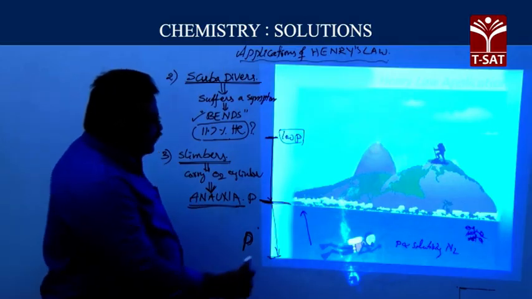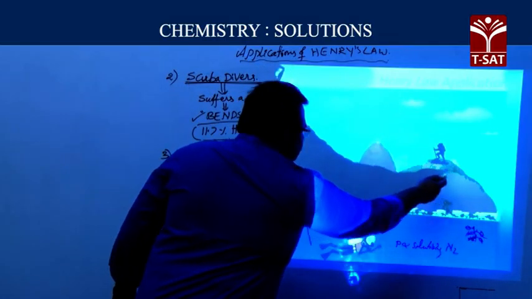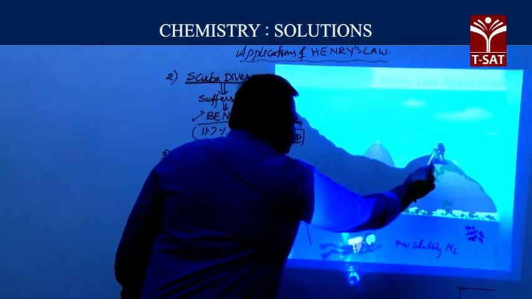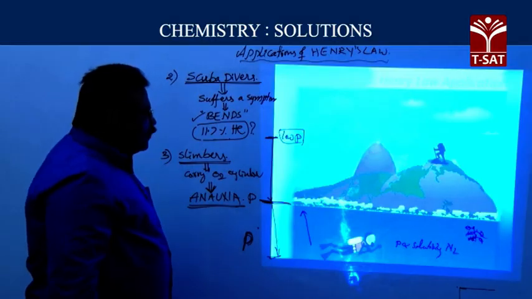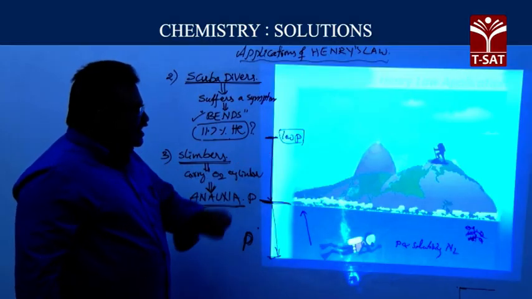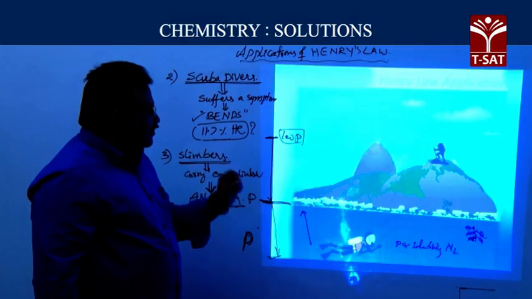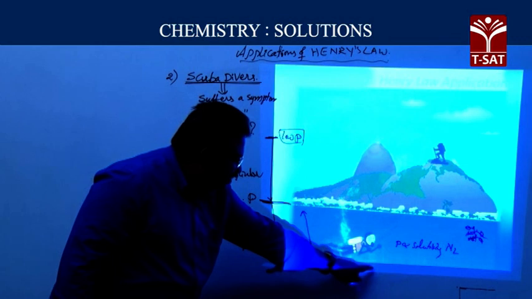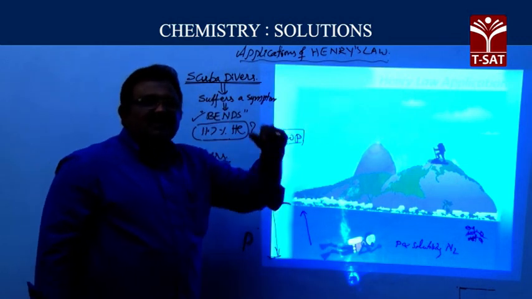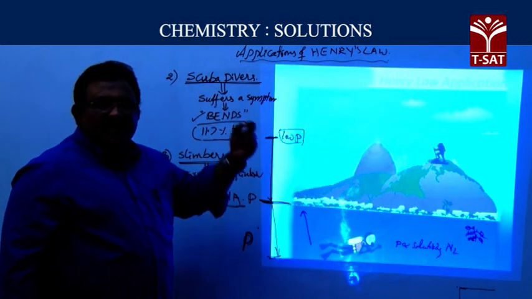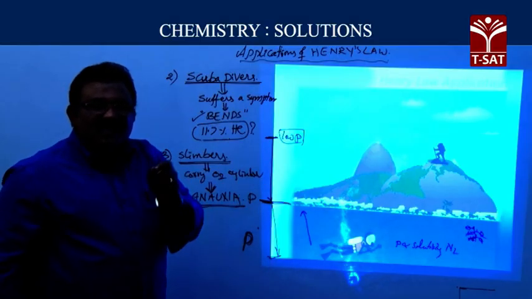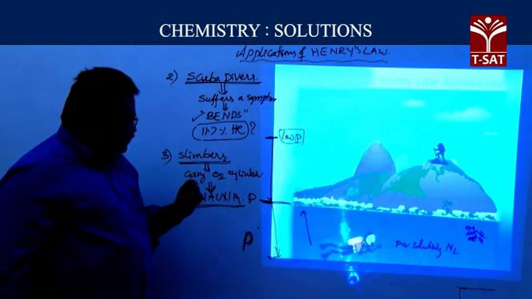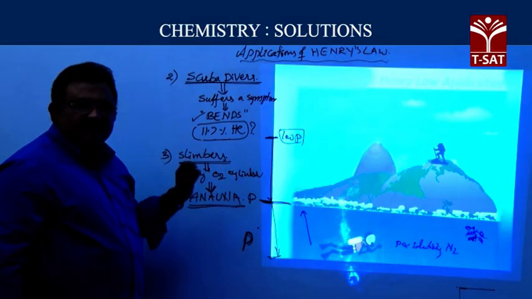Let us see. If the climber is at the top of the hill, he will experience low pressure. At low pressure, the gases soluble in the blood will be low according to Henry's law. More pressure, more solubility. In a hilltop, pressure is less. So, because of less pressure of the gas, less oxygen is soluble in the blood. That will lead to a disorder called anoxia.